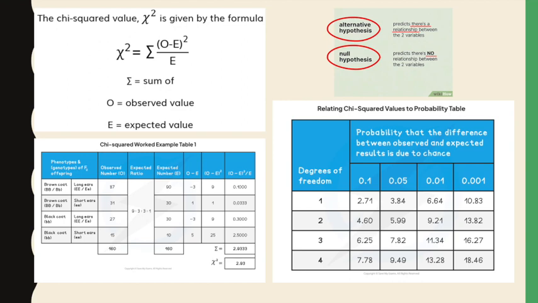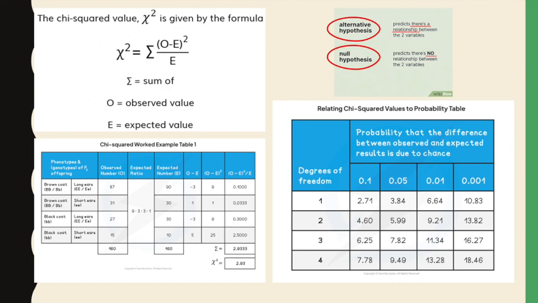To conduct the chi-square test, we start with a set of observed data, which represents the actual frequencies or counts in each category. We also calculate the expected data, which represents the frequencies we would expect under the assumption of independence. The expected data is calculated based on the null hypothesis and can be determined using different methods, such as assuming equal proportions or using specific theoretical distributions.